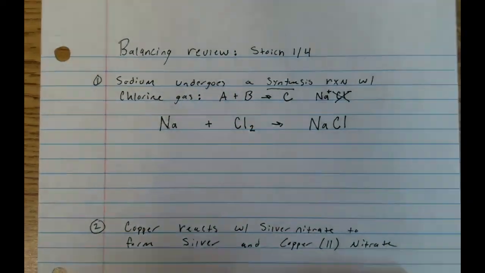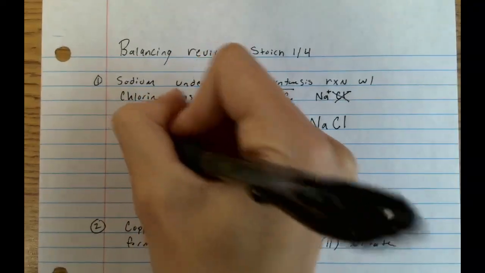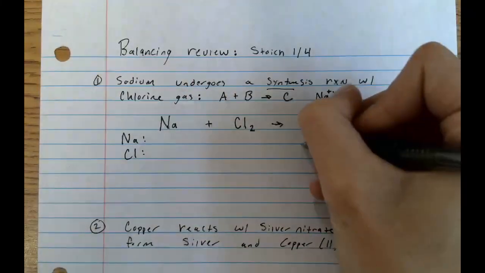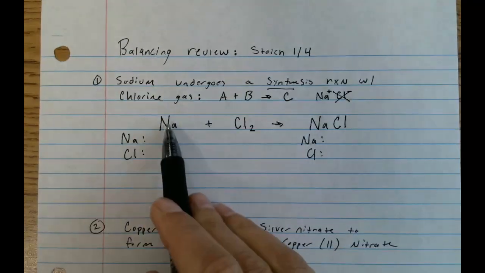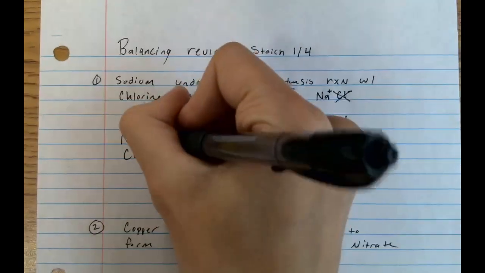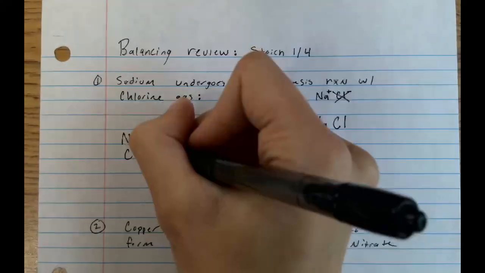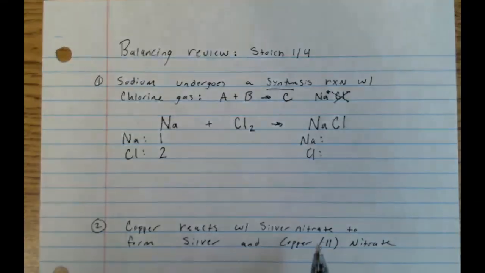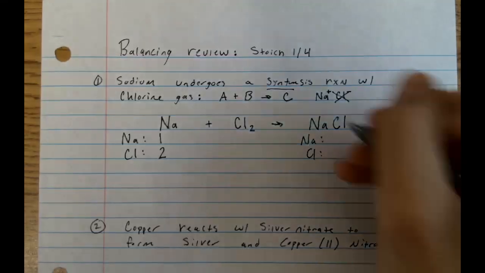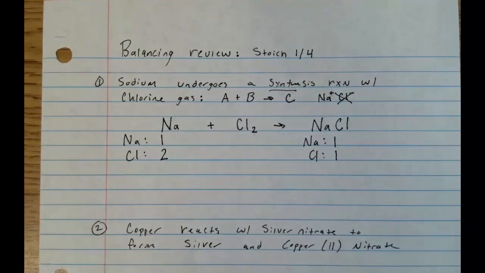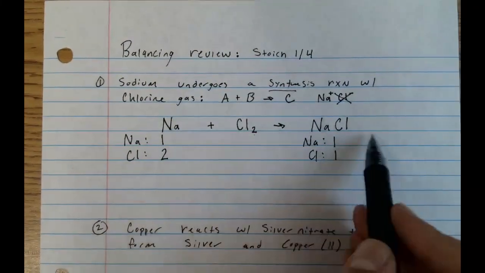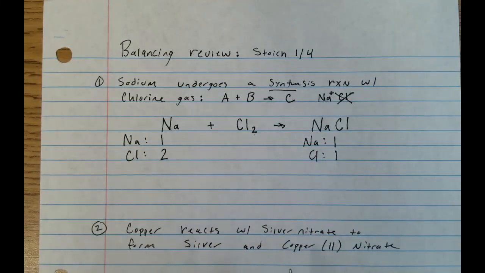So now your very next step is to list off each atom and how many there are. This will help us see if we need to balance it at all. So on the left-hand side, I have 1 sodium, but I have 2 chlorines. On the right-hand side, I have 1 sodium, 1 chlorine. So we are not balanced because chlorine doesn't match. Now you can't change any of the little numbers. All you can do is add coefficients.